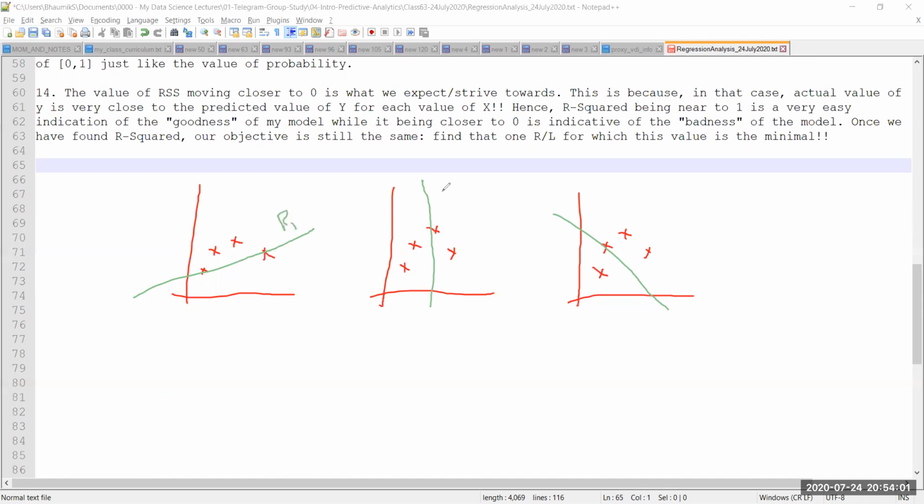So this is regression line 1, regression line 2, and regression line 3. I want to know which line is really the best. I'll take the R square of this, I'll take the R square of this, I'll take the R square of this. And I will simply pick up that one single line where the value of R square is the lowest.